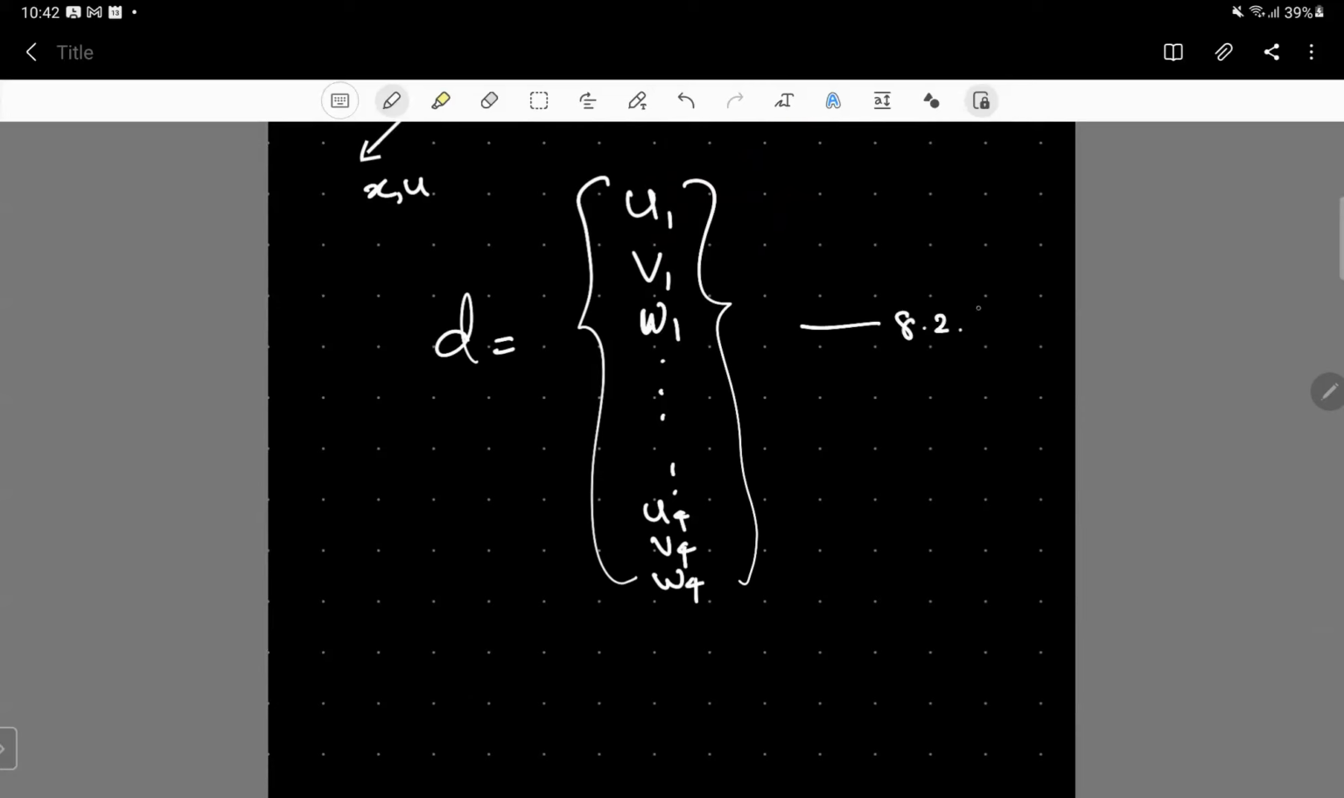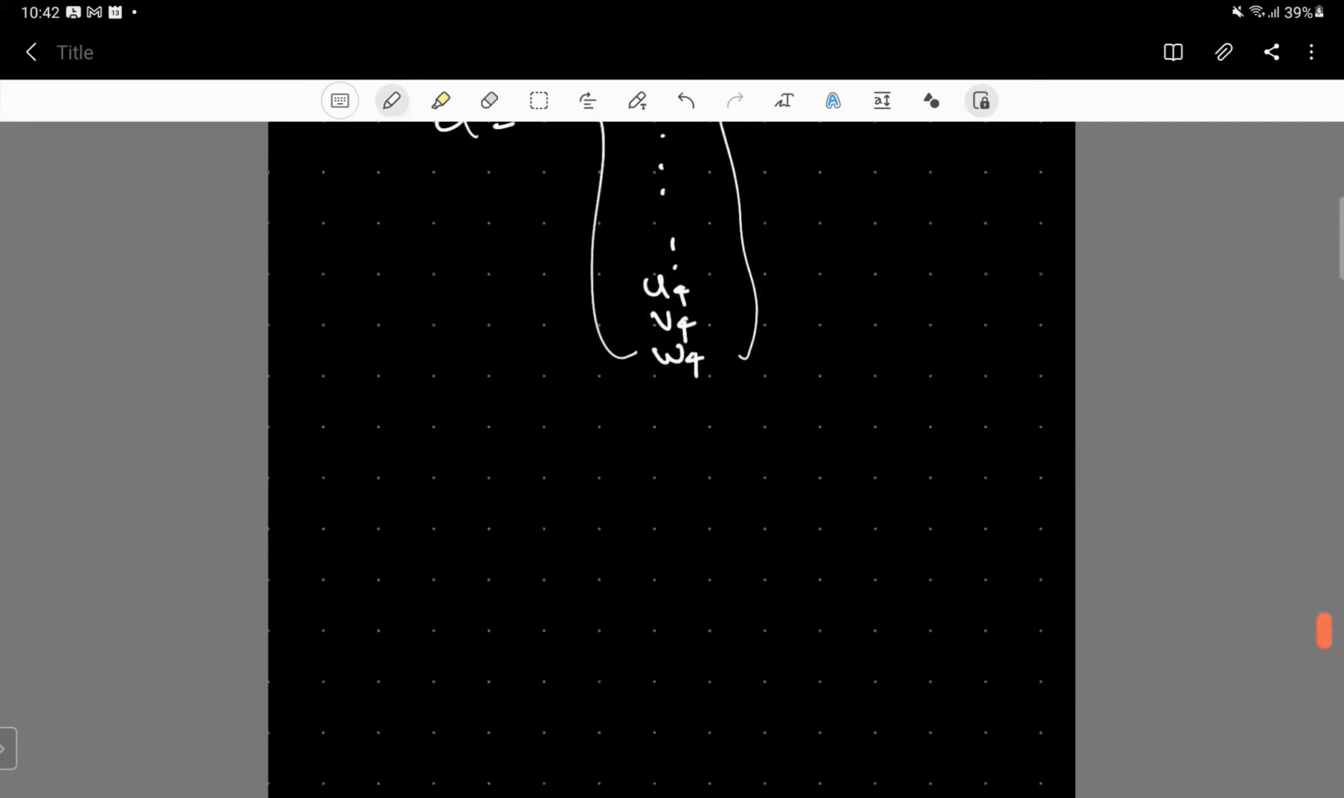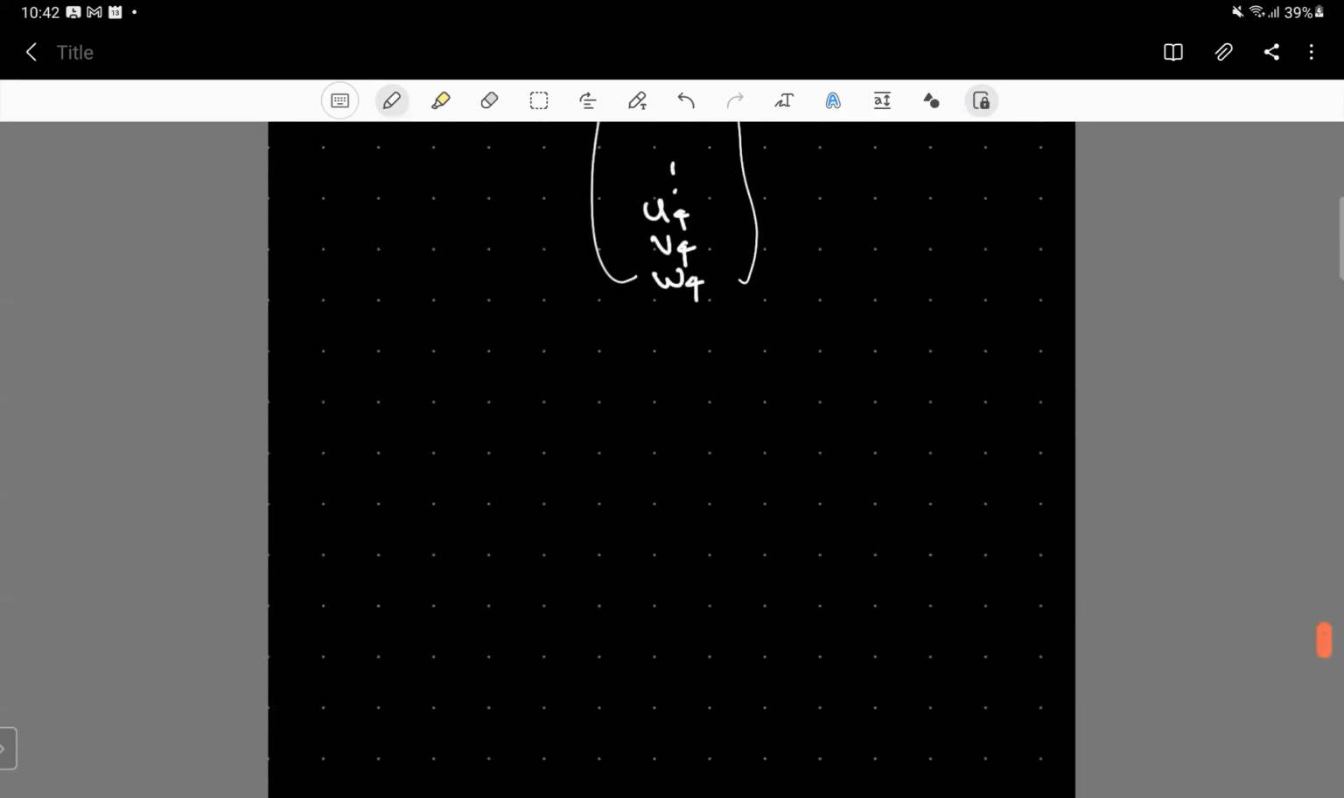So there are 12 degrees of freedom, meaning each node has 3 degrees of freedom. 3 times 4, we have 12 degrees of freedom that we have to consider when deriving the displacement function in the next step. In the next step, we need to come up with a displacement function for describing the displacements within the element.